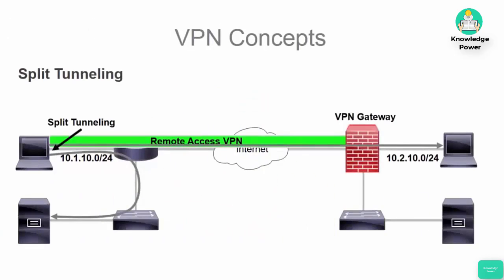Another important VPN option to know is split tunneling. Split tunneling is simply how a remote access VPN defines what is interesting traffic. An ACL is used to specify traffic that should be encrypted or sent in clear text.